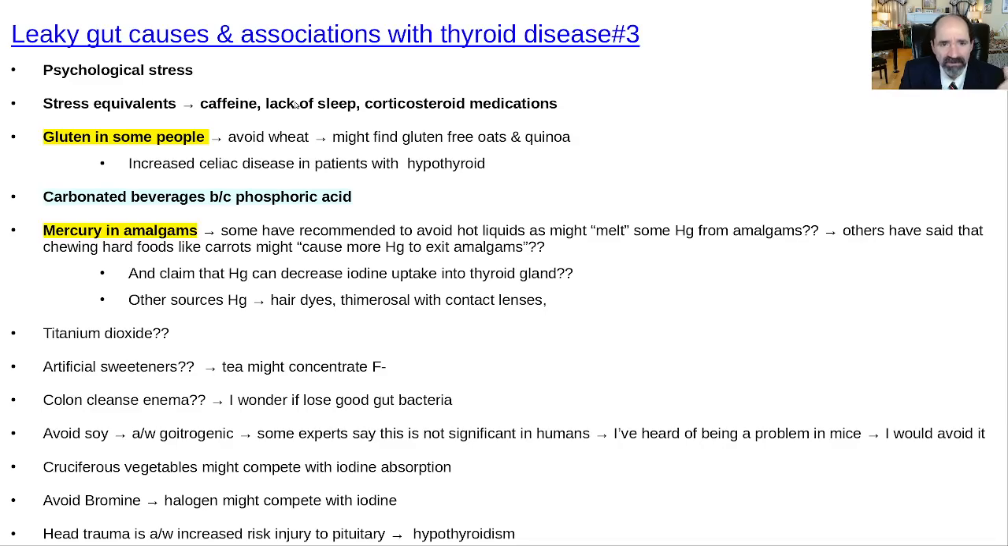Excessive psychological stress can contribute to leaky gut. It's not the major player, but it can contribute to it. Stress equivalents: caffeine, lack of sleep, corticosteroid meds. Okay, fine. Gluten problems: avoid the modern wheat. I know ancestrally wheat was a major, good starch, but nowadays it's processed and there are a lot of variants of it that have been modified. I don't know exactly how, but you don't need it.